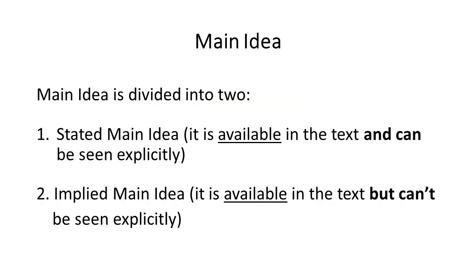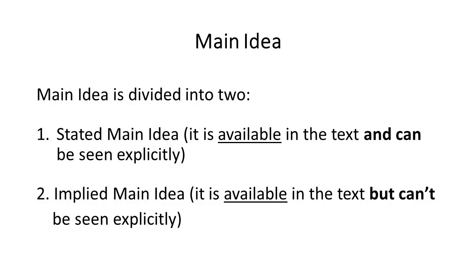Based on the way we find the main idea in the text, the main idea itself is divided into two: stated main idea and unstated main idea, or we can call it implied main idea. If a main idea is stated, usually we can find it directly in the text. There will be a kind of topic sentence that we can refer to as the main idea.